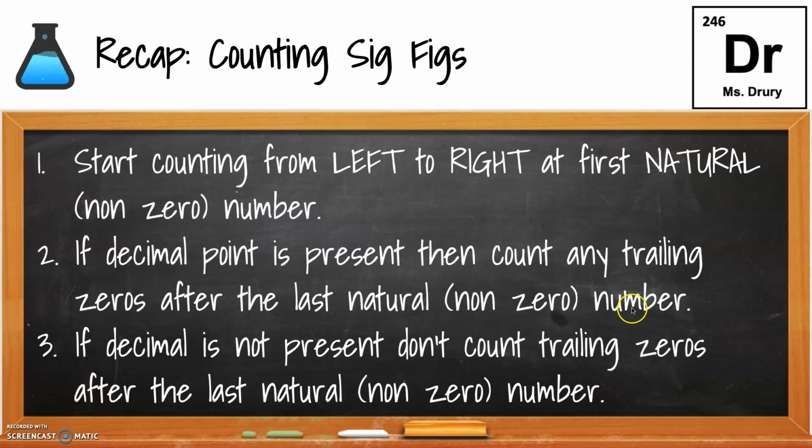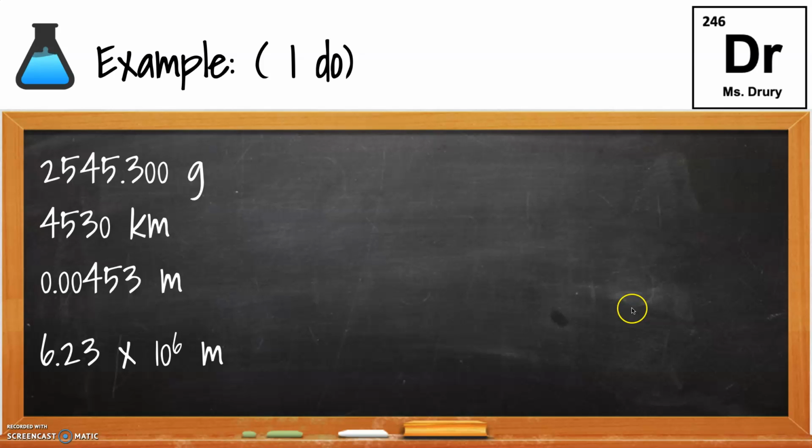Let's practice by recapping. What you should do is start counting from the left to the right at the first natural number. You're going to find the number between 1 and 9 and count to the right. If there's a decimal point present, you're going to count any trailing zeros after the last number, so anything at the right. If the decimal is not present, don't count any trailing zeros after the last number. So in the example that I'm going to do, I'm just going to read through the numbers and tell you how many I think I have, and then you're going to repeat that with new numbers.